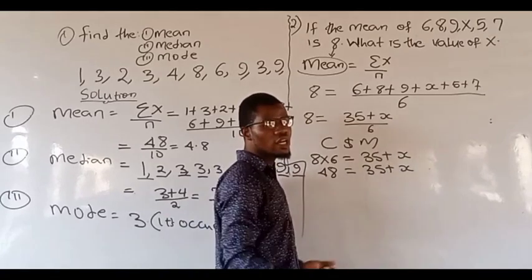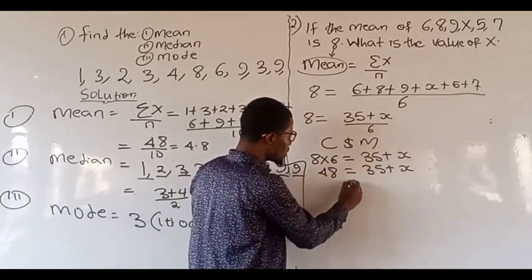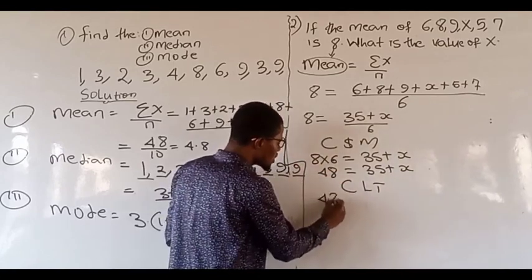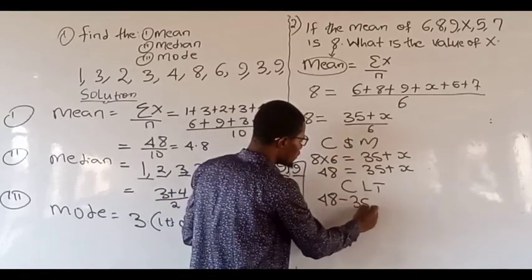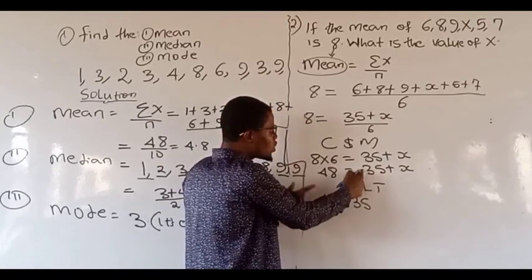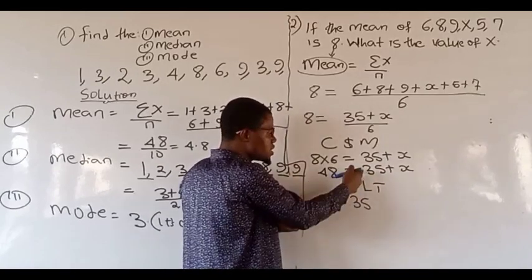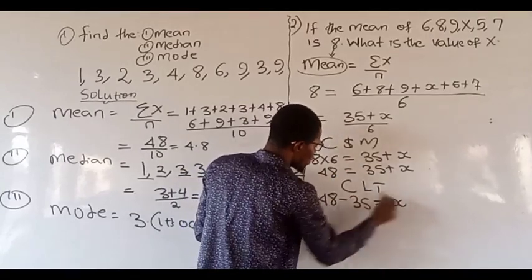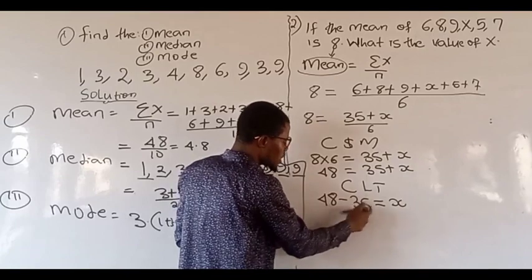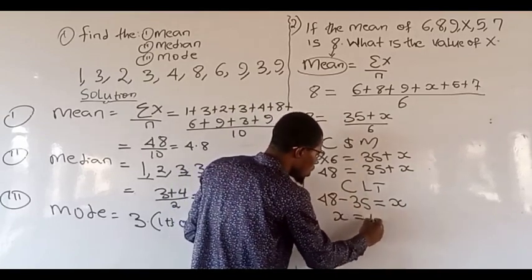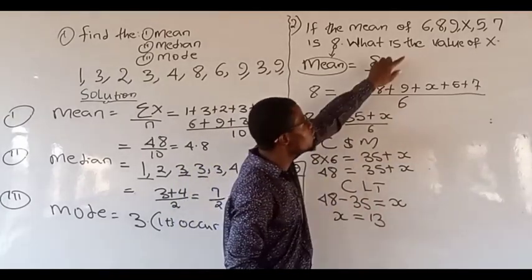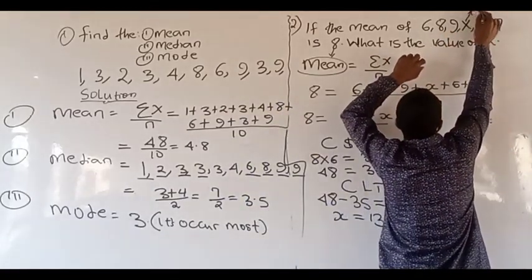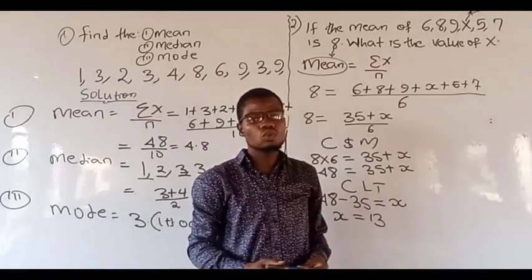The next thing now is to collect like terms. If I collect my like terms, I have 48 minus 35. Don't forget there's an invisible plus here. And once it crosses to the equality sign, automatically the sign in front of that 35 will change. So it is equal to x. 48 minus 35 will give us, so x is equal to 13. Therefore the value of x here is 13. So that is what we are asked to do in this question.